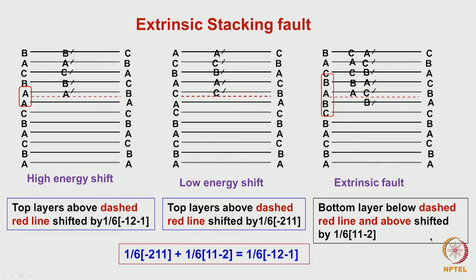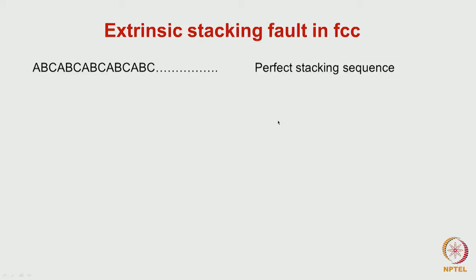this stacking fault is that the energy of this fault, since it involves movement of atoms in two layers, more energy has to be spent. The stacking fault energy is roughly 1.5 times to 2 times that of the intrinsic stacking fault energy. That is what the observation is. So far we considered the change of stacking sequence.